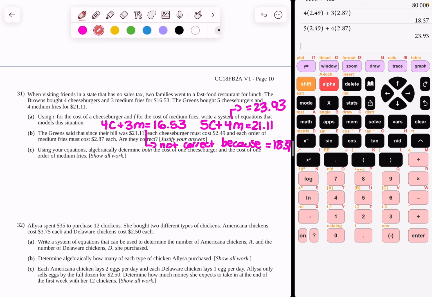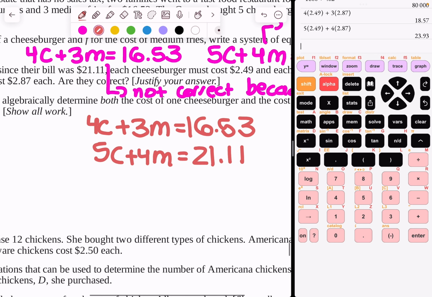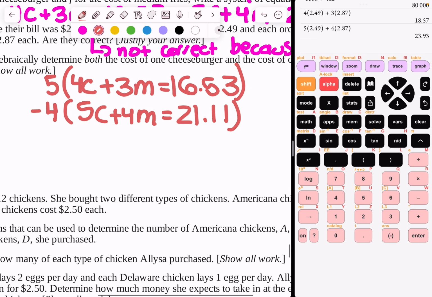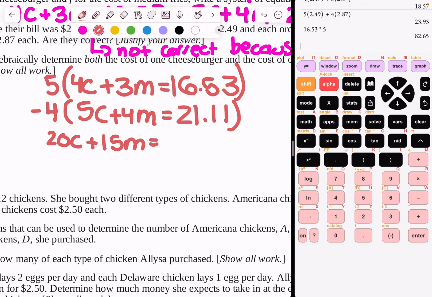So let's write these equations. 4c plus 3m equals 1653. And then 5c plus 4m equals 2111. If you remember, we can solve this by multiplying the first equation by 5 and the second equation by 4. Since none of them are negative, we need to make it negative 4. So we will get 20c plus 15m equals 1653 times 5, which is 8265. Okay, then negative 4 times 5c is negative 20c.